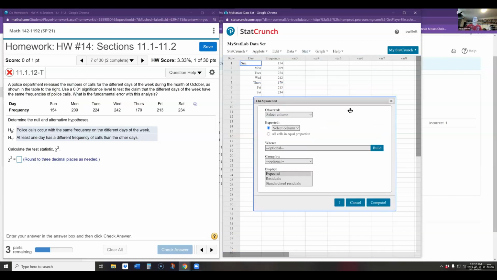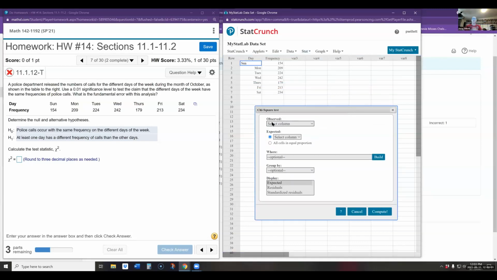Then the tool asks us which of the columns shows the observed values. That's this column here that says frequency, so I would choose that. And then which column shows the expected values. We could select a column, and we don't have a column for that. But one of the other choices here is all cells in equal proportion. So if you're just testing to see if they're equally likely, that can be done automatically.